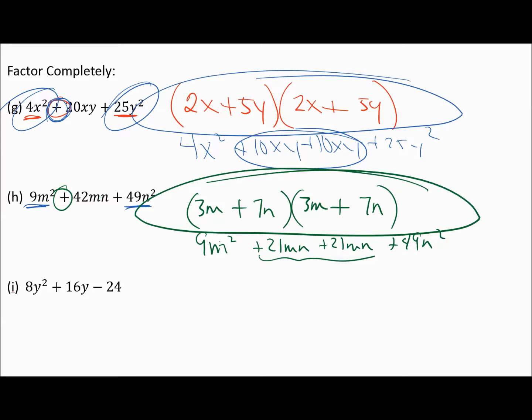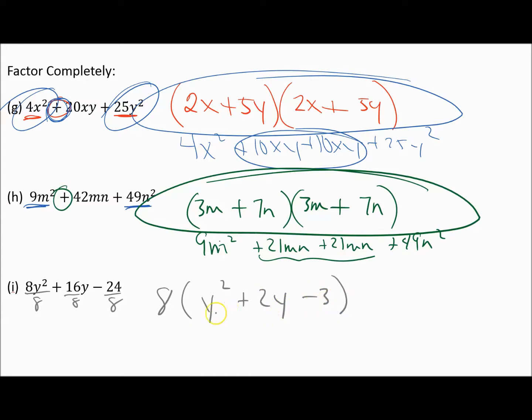All right, now for a different type of example, 8y squared plus 16y minus 24, still a trinomial, but I noticed that it has a greatest common factor. 8 divides into all of those numbers. It doesn't have a variable that's common to all of them, so I'm going to pull out that 8. That leaves me with y squared. Remember, write the 8 underneath each one if that helps you out. So that leaves me with y squared plus 2y minus 3.